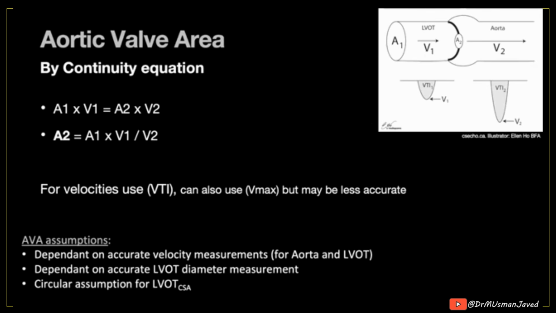And again, with every measurement, there are assumptions. The AVA is dependent on the accuracy of your velocity measurement, both for the aorta and for your LVOT. It's dependent on an accurate LVOT diameter measurement, which we'll come back to, and also the assumption that the LVOT is circular, which often it is not. And when we're obtaining diameters in 2D echo, we have to remember that this is potentially not representative of the actual 3D structure.